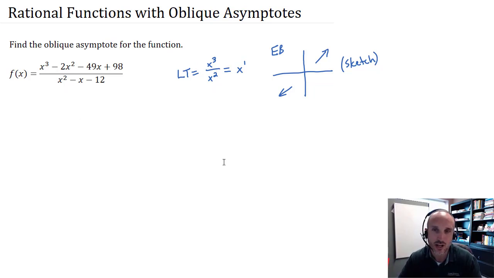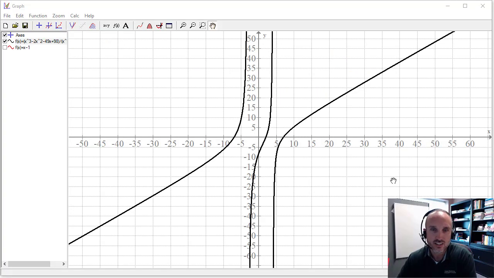I've got this function graphed in a graphing program. So this is the graph of the function we were just talking about. You can see it over here on the left side of the screen turned on. And you can see the end behavior does behave like the slanted straight line x, okay? It has that same behavior.